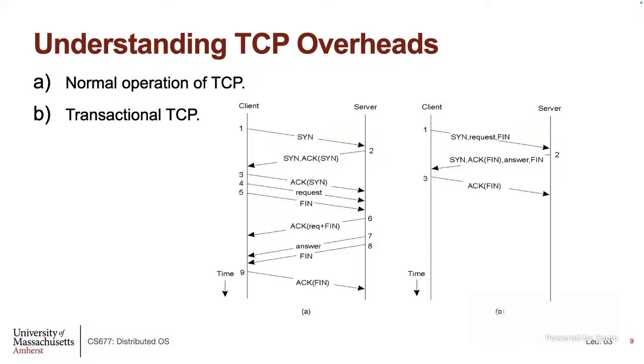So TCP is most widely used. Every OS supports TCP out of the box. If you want to implement transactional TCP, you have to now update TCP libraries on every machine in the network. And think of the number of machines on the internet. It's a large number, so it never really became popular.